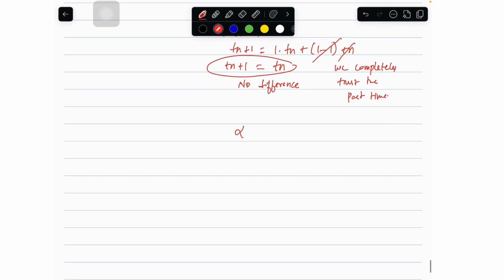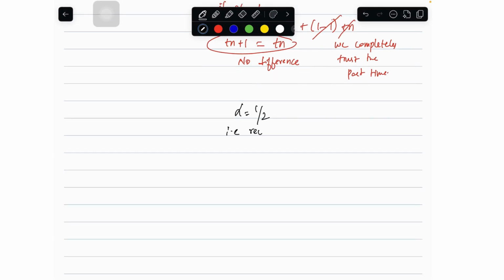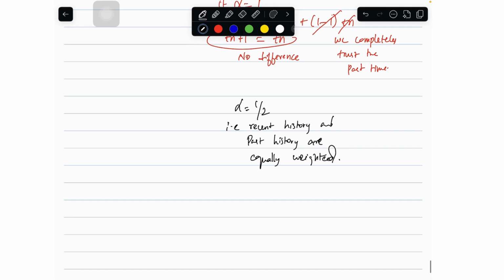So to bring a balance, we are going to set alpha equal to 1 by 2, half. That is, recent history and past history are equally weighted. So this is how the formula works.